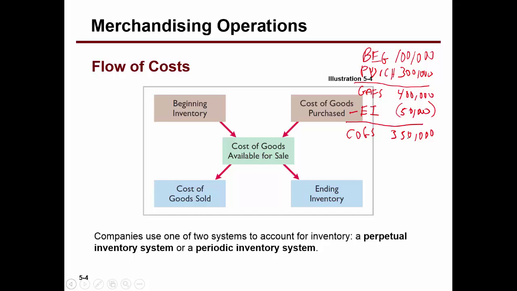So it's good to think of your inventory in this way. Beginning plus your purchases give you the goods available for sale, minus whatever's left, equals cost of goods sold, right? Okay. Question? Okay, good. All right.